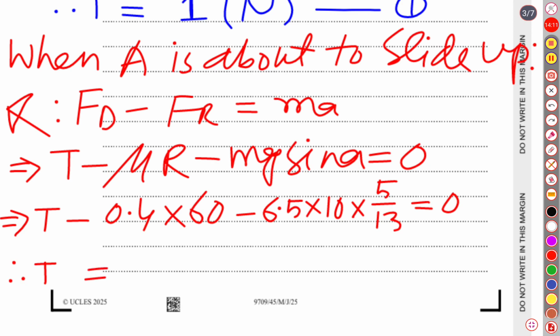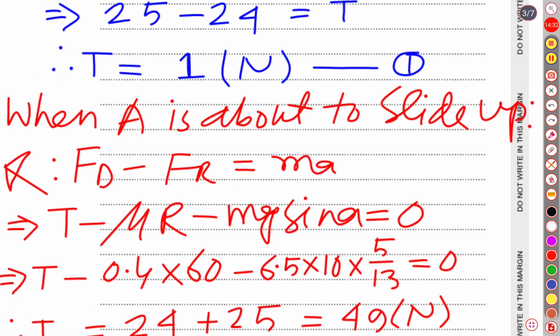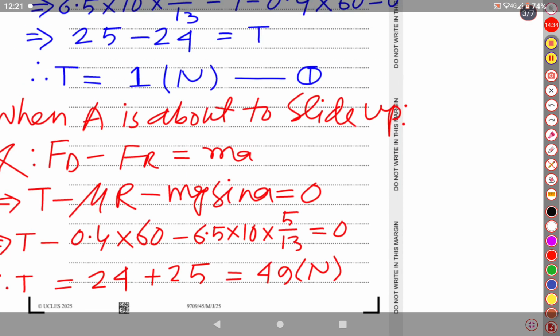Tension is equal to 24, so 4 sixes are 24, and this is also plus 65 divided by 13, 5 fives are 25, means it is 49 Newton. So there are two cases, two values of tension. Look at this, one is the least value, the other one is the maximum value.